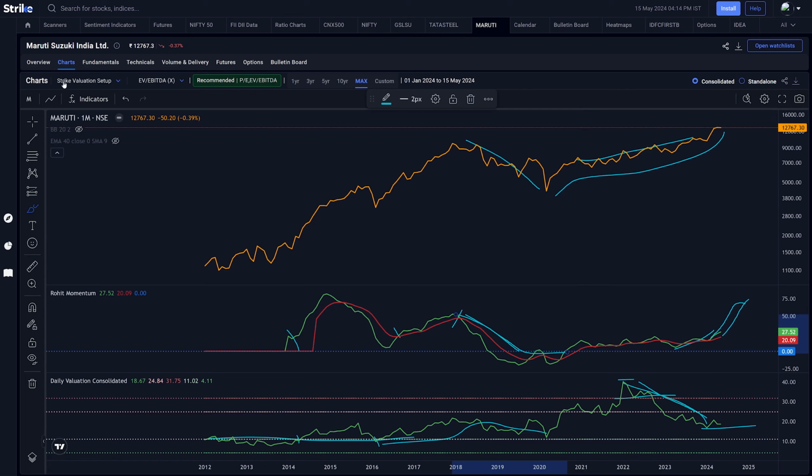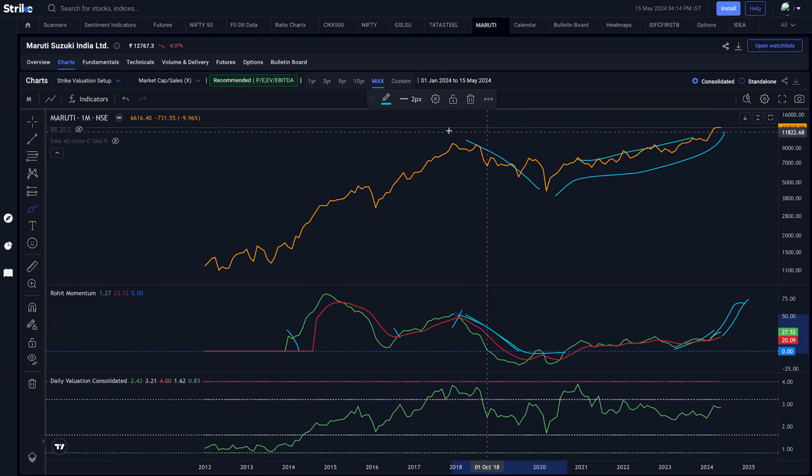What you also get on the strike valuation setup is a suggested valuation tool, which means that based on fundamentals, based on the sector that you're really in, these are the valuation metrics that are recommended. These are usually the first two, and then we have all the other generally used valuation metrics if you actually want to see them.